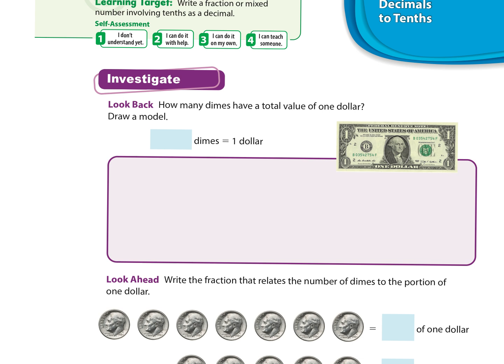All right, how many dimes have a total value of $1? 10. So on this page, you're just going to draw 10 little circles. We know that 10 dimes equals $1.